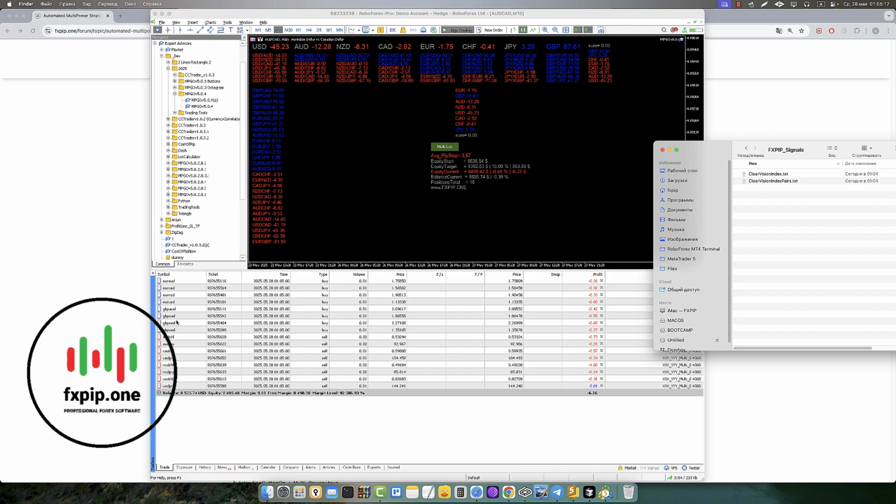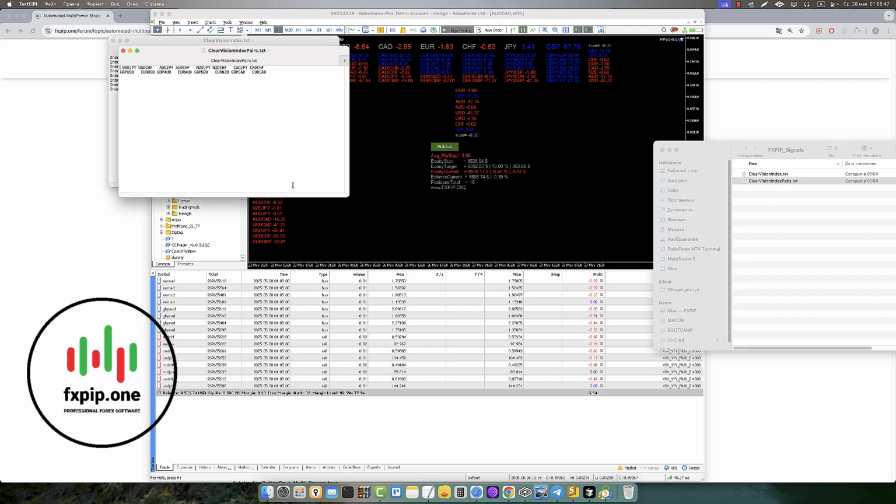GBP must be in buy, as you can see, and vice versa. USD in sell, continuation. These four currencies will go in trend. So what do we see? EUR, CHF, JPY, GBP must go up. Everything at first place goes up, everything at second place goes down. This is how we build these pairs. And you can see there are currencies, there are pairs, all sorted, all updated.